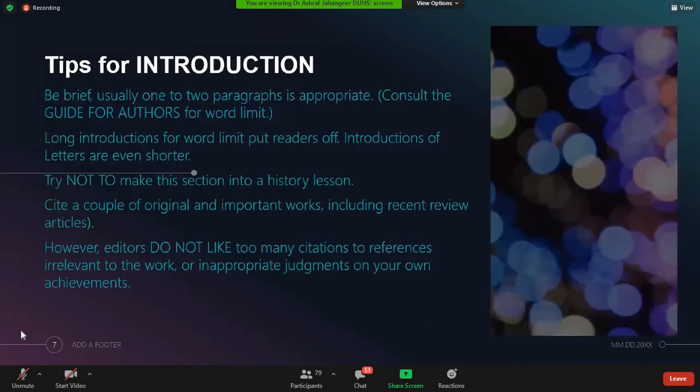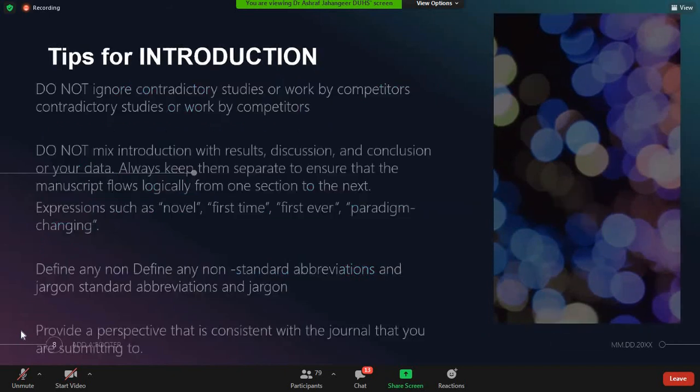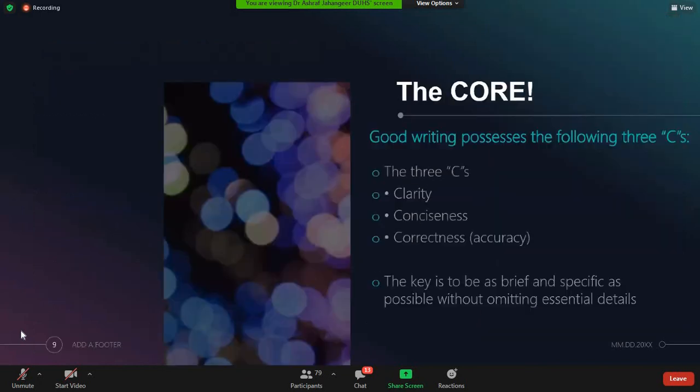So the main tip from my side would be, do not make lengthy sentences. So this is one tip that you can take home from today's lecture. Just be concise, precise, and write in smaller sentences. So the core principles of good writing would be clarity, conciseness, and correctness.